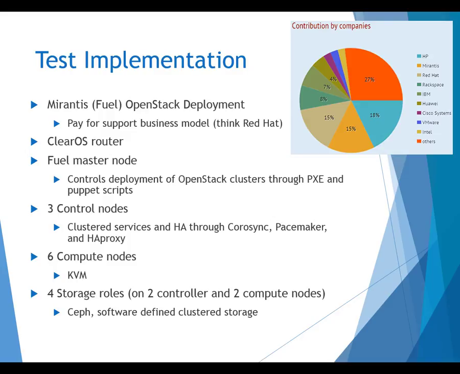So the test implementation specifically here, I'm using Mirantis's OpenStack deployment. So they have a business model similar to Red Hat. They're a top 3 contributor, so they do have quite a bit of extra modules that go along with OpenStack. We're running a ClearOS router, which is how VMs are getting back, so the ClearOS router is going to dump back out onto the sandbox. We have a Fuel master node, which is how the OpenStack environment is deployed.